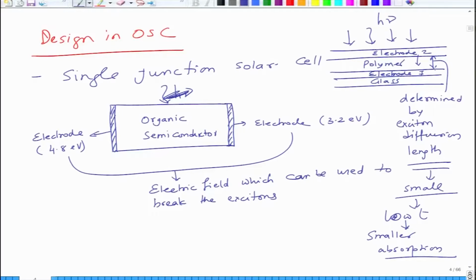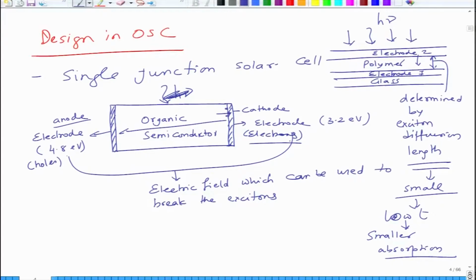So what happens here is when the exciton reach this interface, because of the built-in electric field, they get dissociated. So one carrier will move here and another carrier will go there. So for example, in this case, if you have this at 4.8 eV, this has 3.8 eV, so this can be used as a cathode and this will be used as anode. So holes will be collected here and electrons will be collected here.